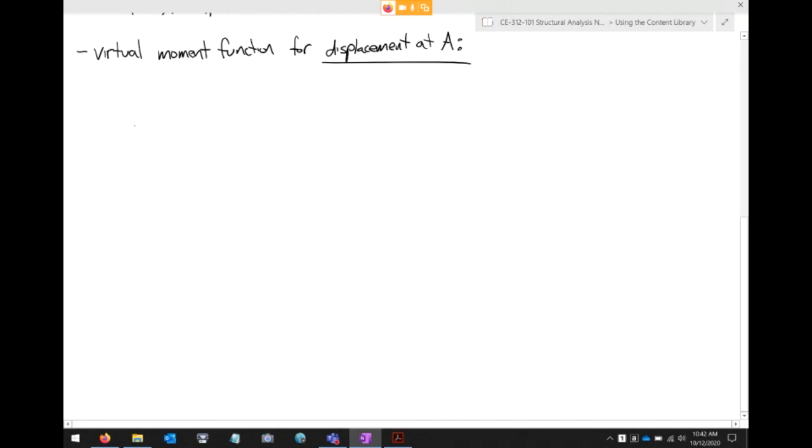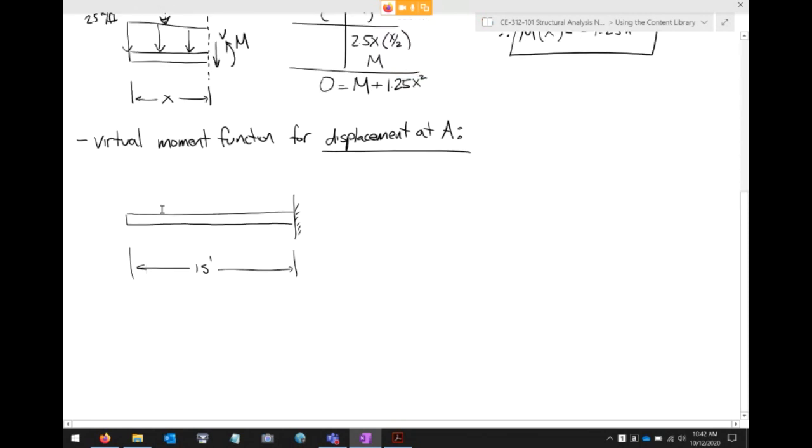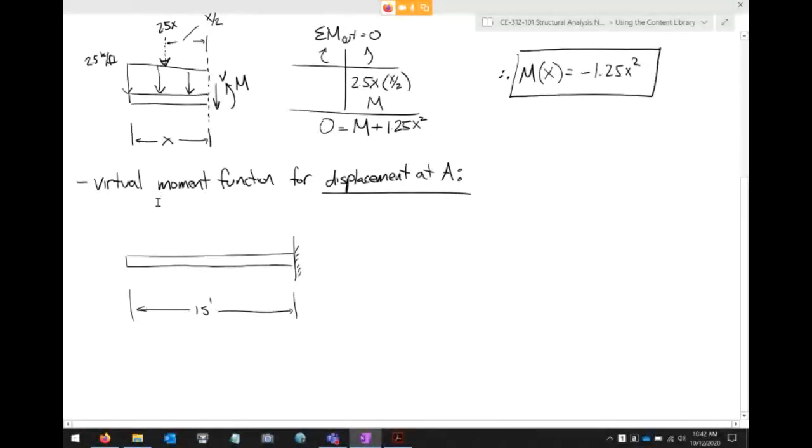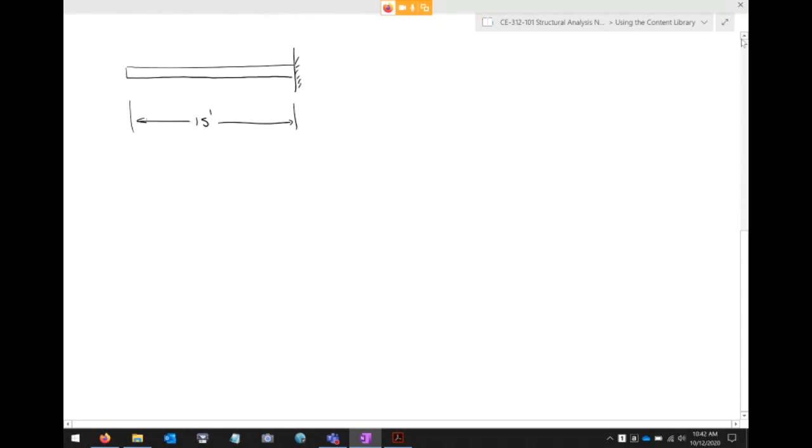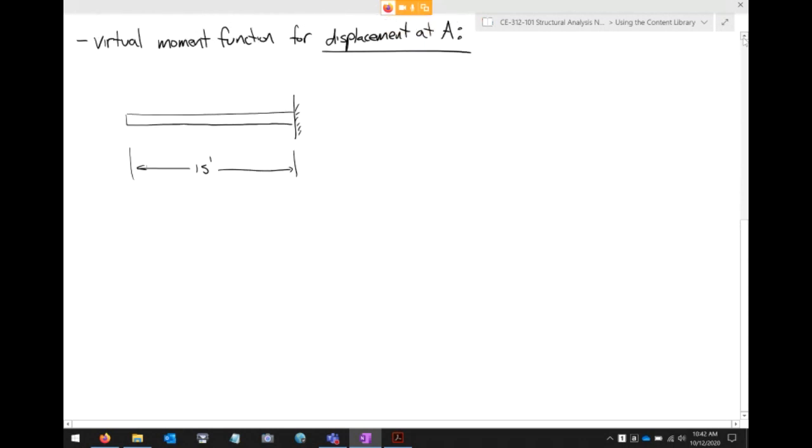Well, I take my structure. Here's my structure. This dimension here is 15 feet. Or wait, is it 15 feet or 20 feet? Yeah, 15 feet. I'm getting it mixed up with the homework problem, because the homework problem is 20 feet. And this right here is point A. This is point B.